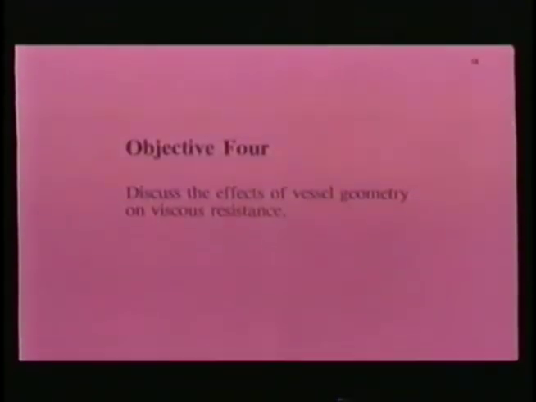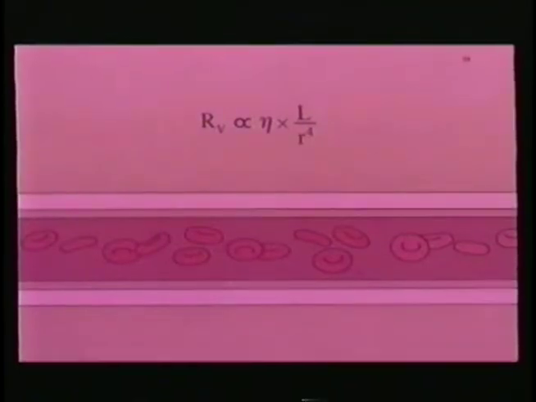58. Your next objective is to be able to discuss the effects of vessel geometry on viscous resistance to blood flow. 59. We have been discussing the determinants of blood viscosity, a major factor in viscous resistance to blood flow. You should realize that under physiological conditions, blood viscosity is maintained at a relatively low level. And as you will see in the next program, physiological control of flow resistance is achieved mainly by regulating the geometry of the resistance vessels.